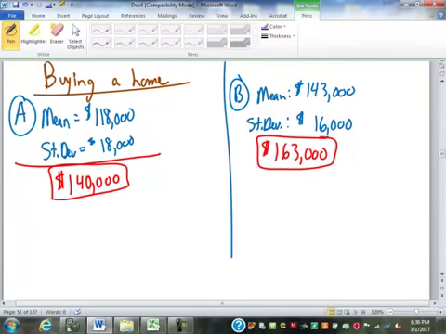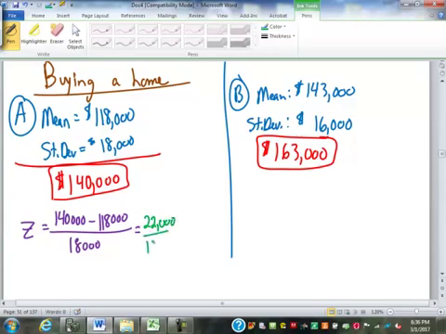Well, we find the z-score. The z-score for this first house is 140,000 minus the mean, which is 118,000, divided by the standard deviation of 18,000. So subtracting there, 140 minus 118 is 22. 22,000 divided by 18,000 is going to give us what? 1.222.